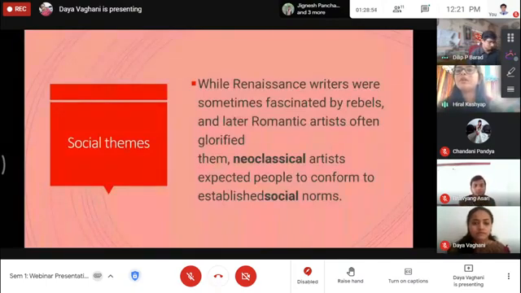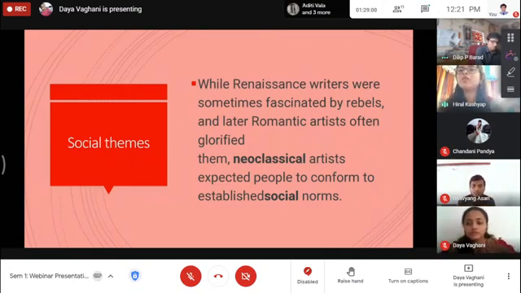While Renaissance writers were sometimes fascinated by rebels and later romantic artists often glorified them, neoclassical artists expected people to conform to established social norms.